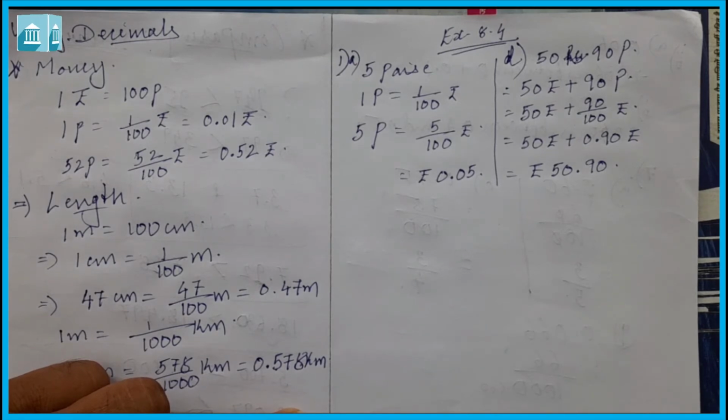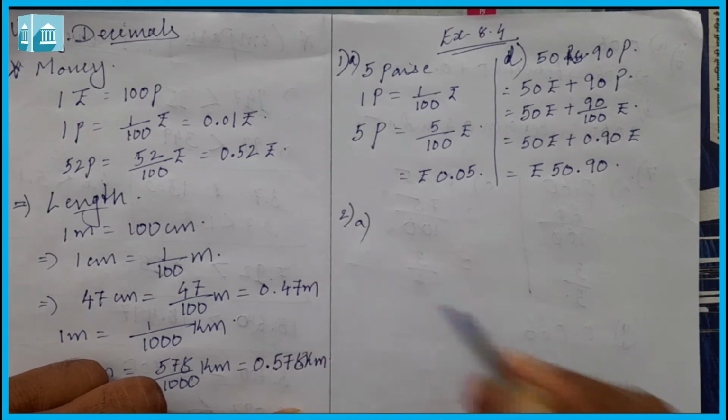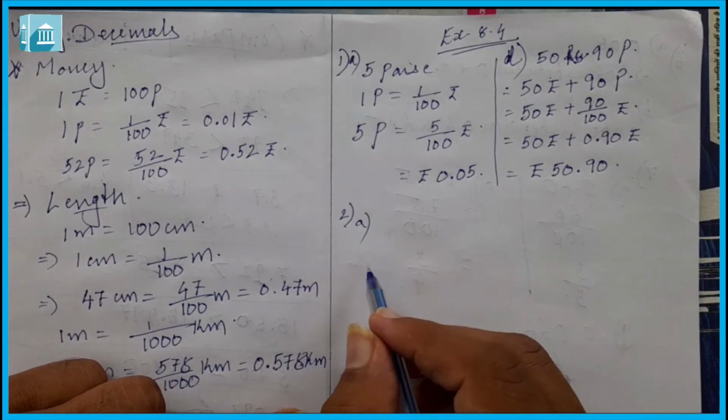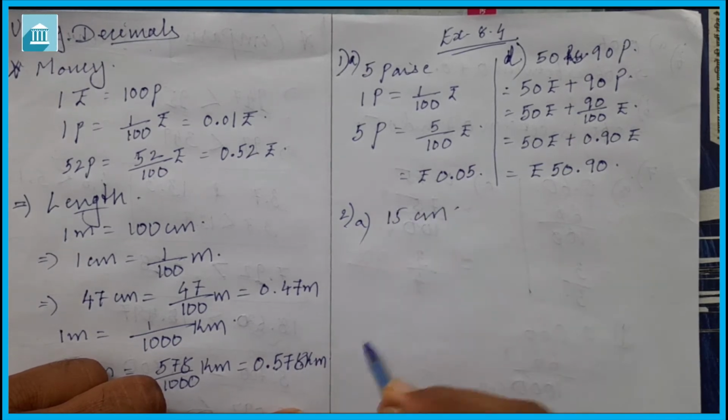50.90. So in this way we can convert it. Now let us see question number 2. In question number 2A1, express as meter using decimal. Here it is given 15 centimeter, we need to express it as decimal.